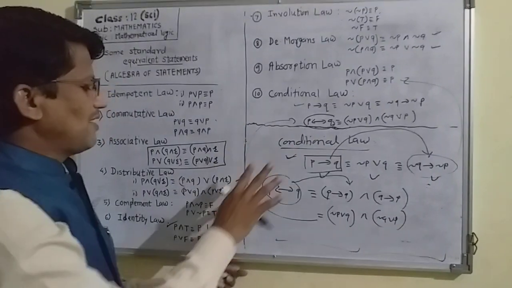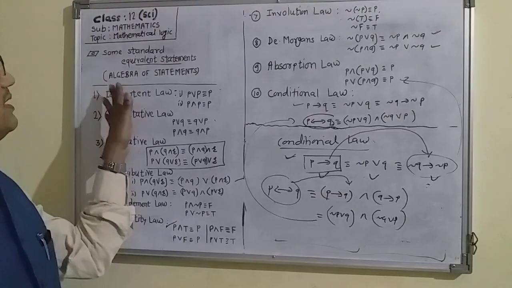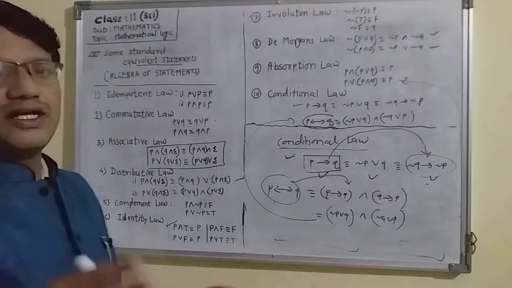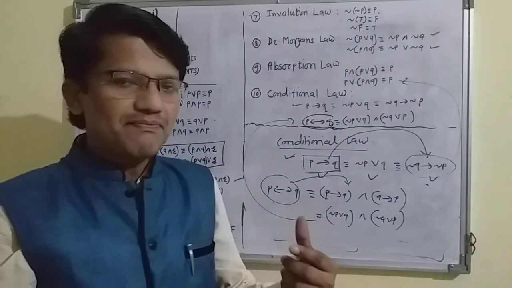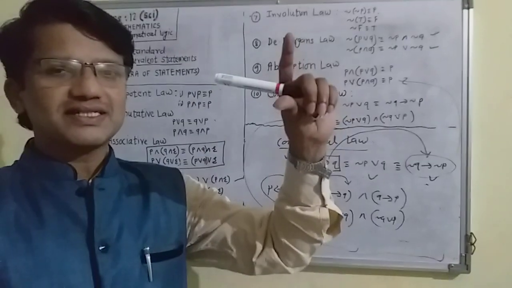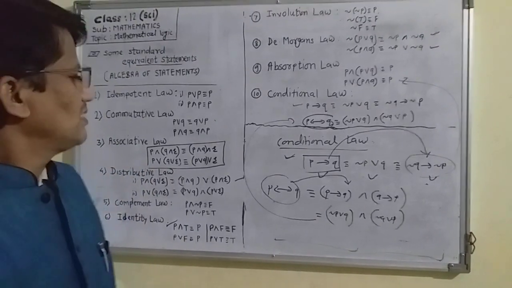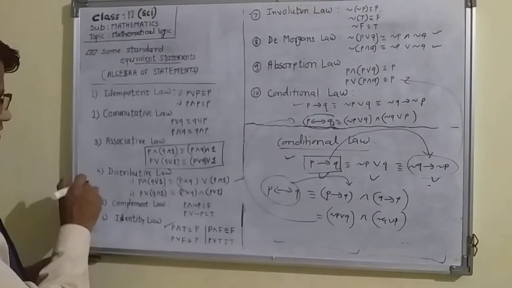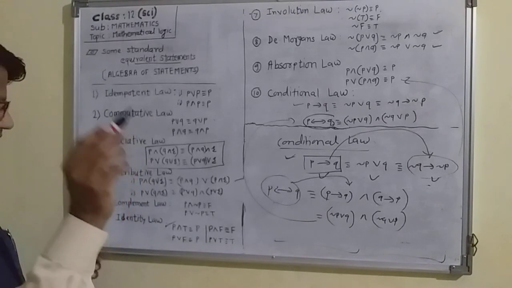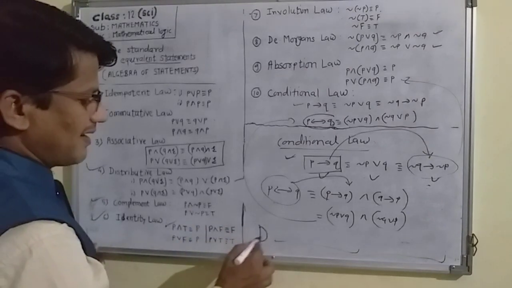Thus we have completed the proofs of all the given statements. These statements are very important for solving examples. If the example is given as a combined statement pattern, we can solve it by using first the distributive law. The distributive law is very important. After that, the complement law and identity law. So we can say DCI.